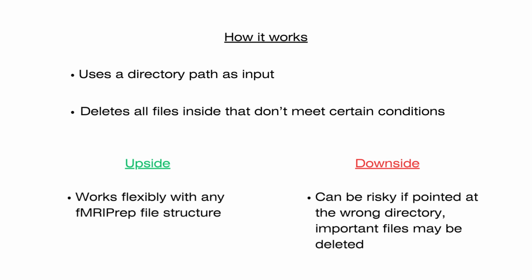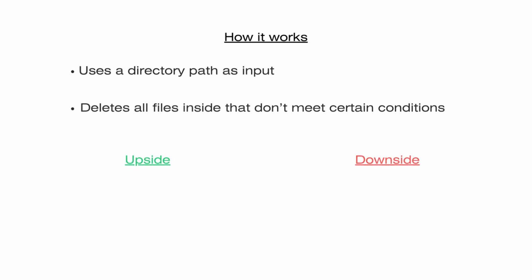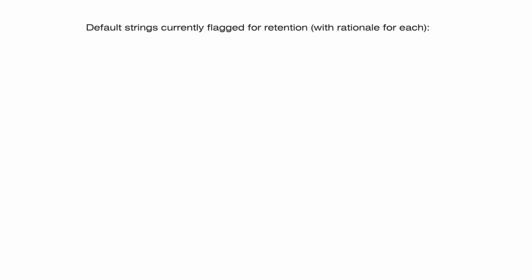As I'll keep saying, it's therefore very important to check that you've specified the right directory, and to be sure that this directory doesn't contain anything outside of fMRIPrep that you want to keep. With that said, here are the files that are targeted for retention. In every case, any corresponding JSON sidecar file is retained alongside the actual file of interest.